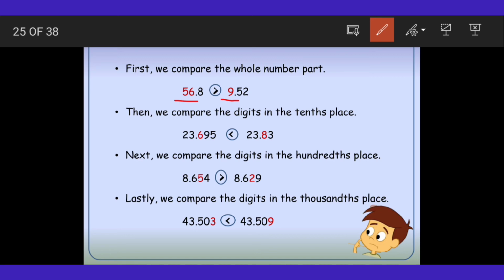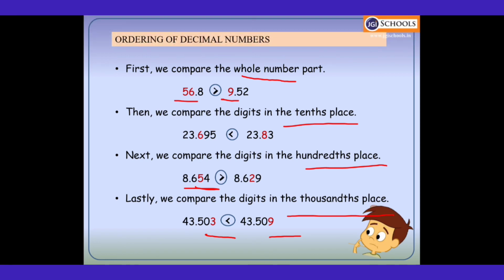So now what will happen? We will compare the digit in the tenths place. Now here 8 is greater, right? Now what will happen? We will compare the digits in the hundredths place. Now here 5 is greater, right? Now lastly we have to compare the digits in the thousandths place. Here it is 3 and here it is 9. So the 9 digit is greater. Okay.